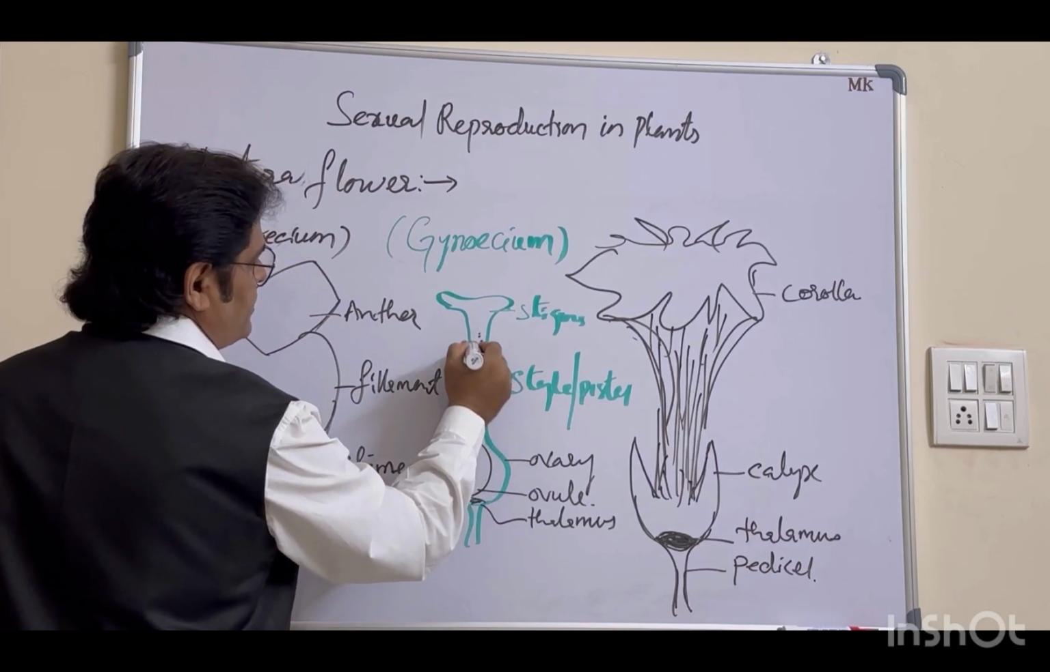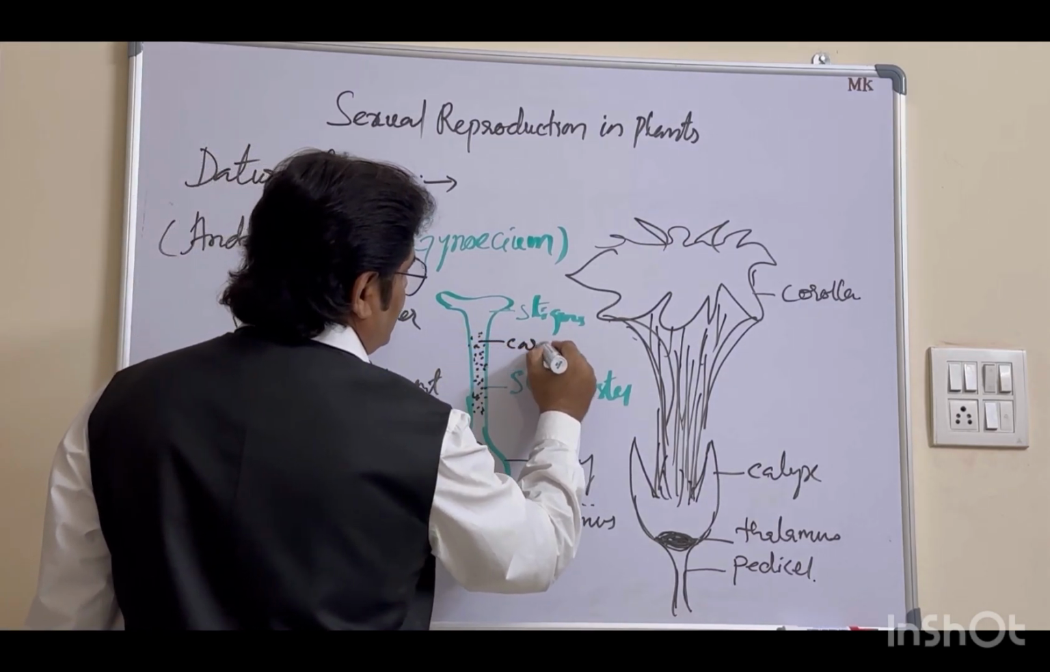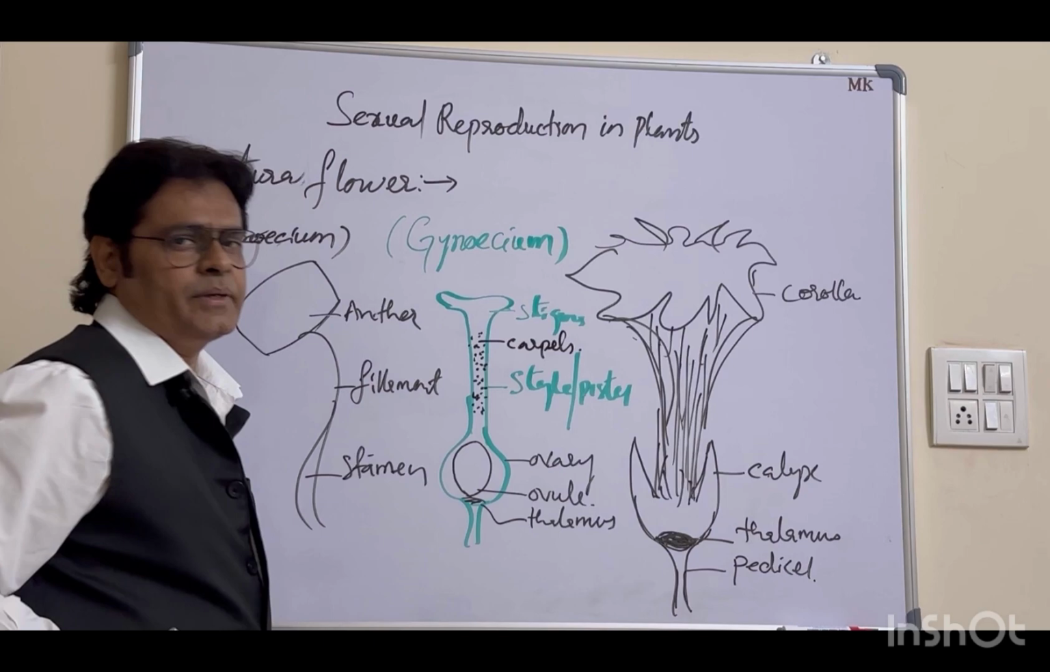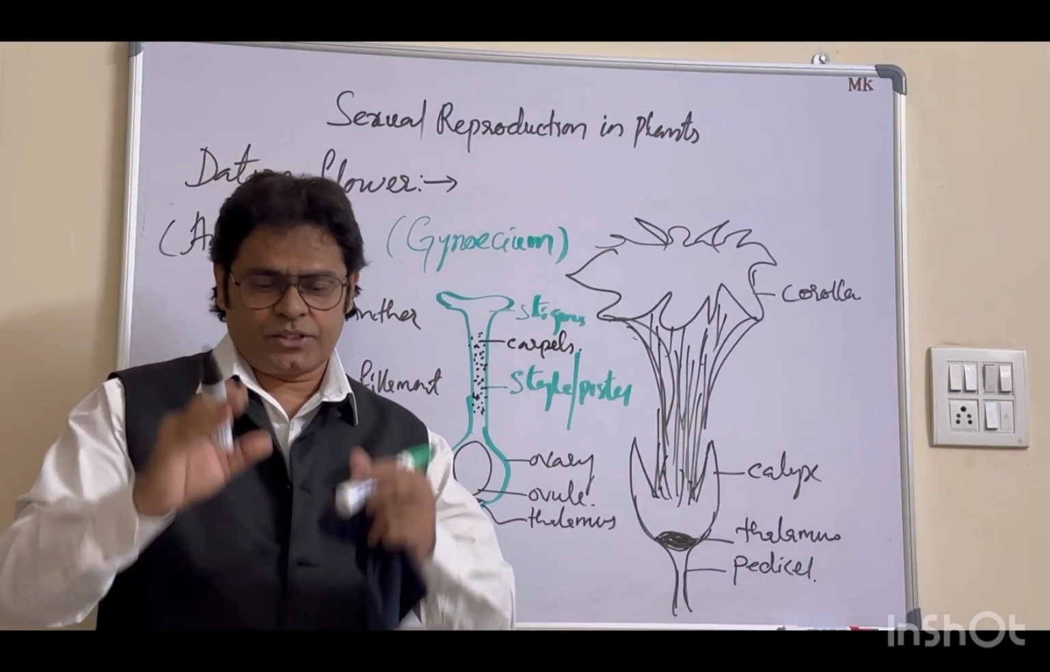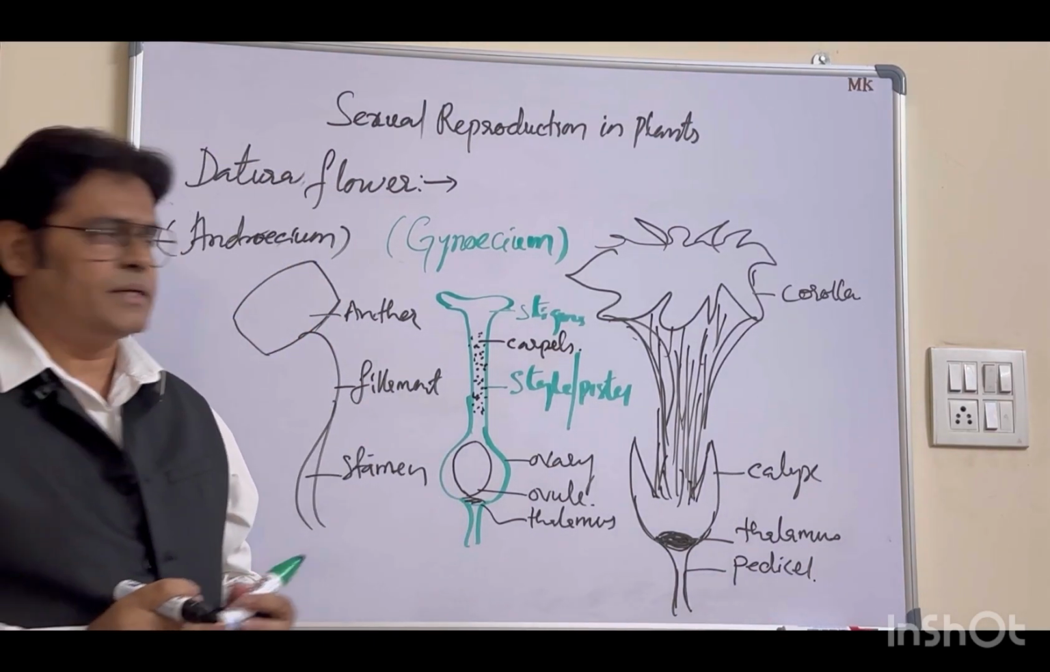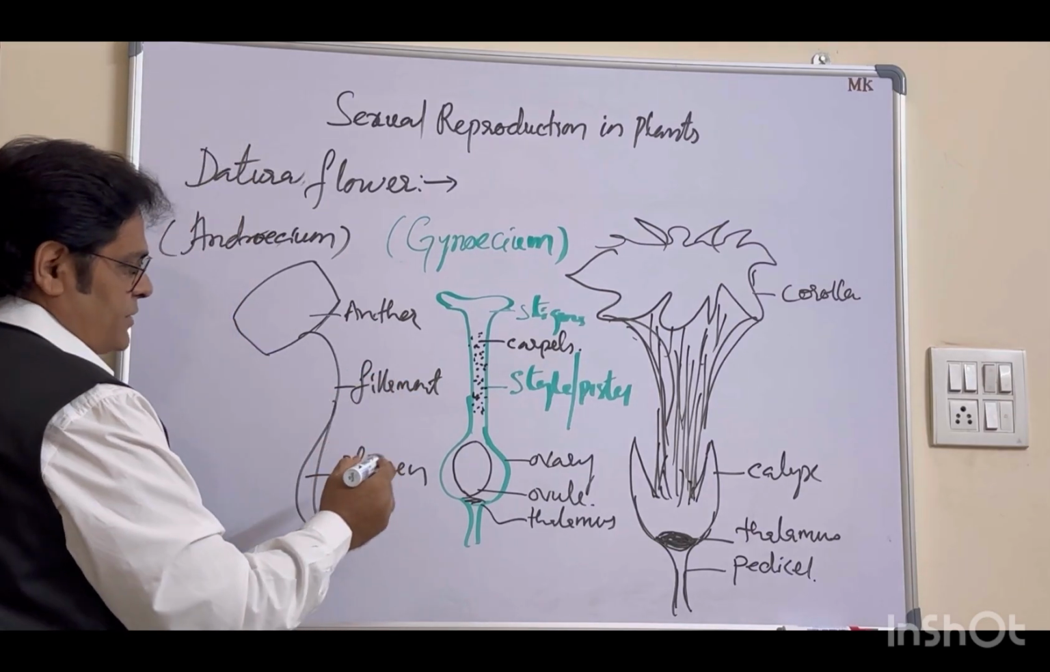What are the cells called here? No, carpels. They are called carpels. They are made up of carpels here. Clear? This is the structure of the Dhotra flower. And the Dhotra flower is a very poisonous flower.